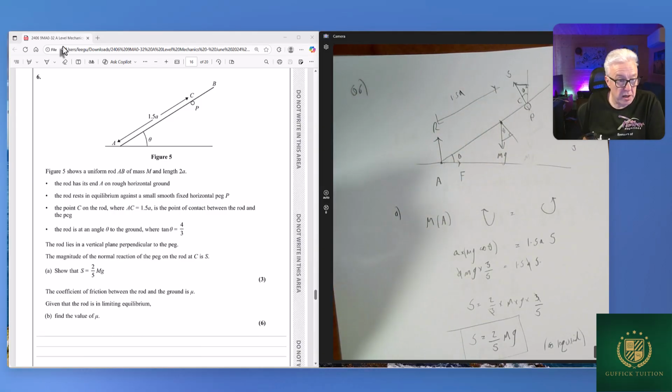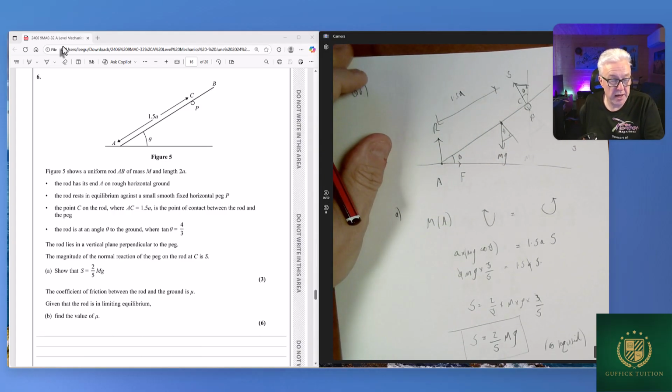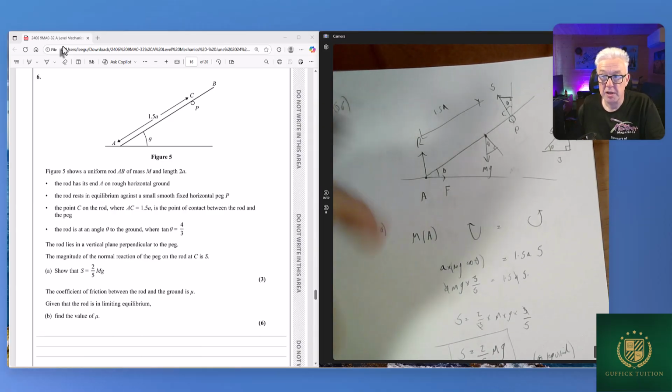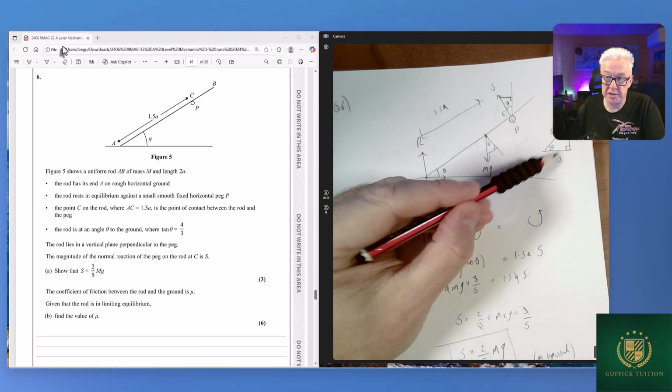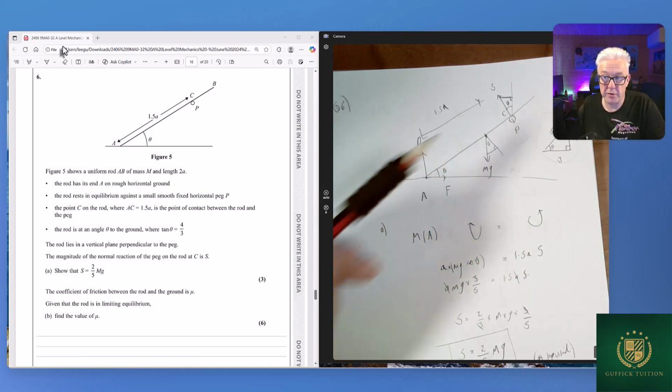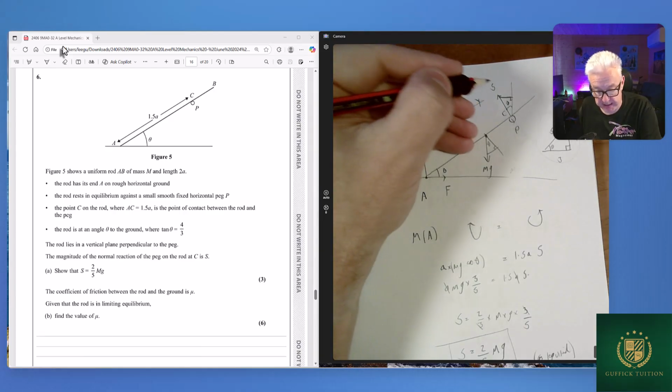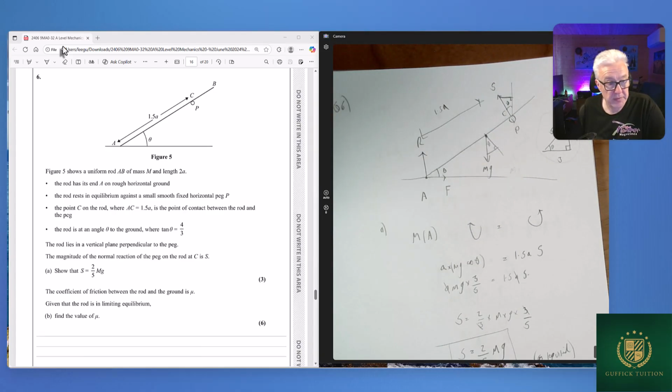Okay, that's great. The rod is at an angle theta to the ground where tan theta is equal to 4/3. So tan is opposite over adjacent, 4/3, and again we've got a Pythagorean triple there. The magnitude of the normal reaction of the peg on the rod at C is S. So S there is our reaction. Show that S is equal to 2/5 mg.